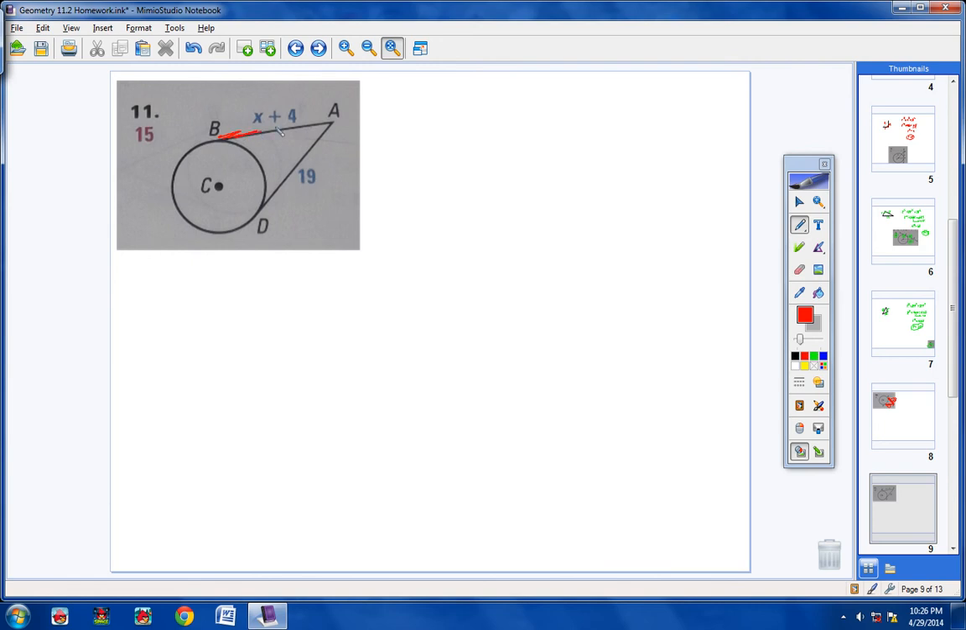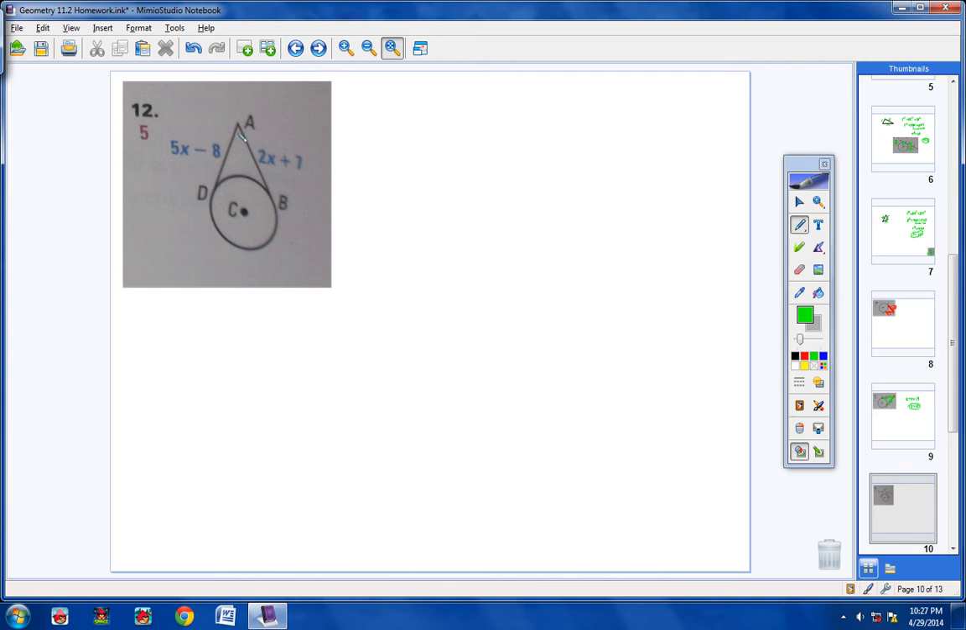Notice I have a tangent segment here and a tangent segment here. That means I have two segments that are tangent to the same circle, and notice they both come from the same exterior point. When that happens, that means this segment here is always going to be congruent to this segment here. So I can take my x plus 4 and set it equal to the other segment, which is 19. And now bring your 4 over and make it negative, and you will get 15. Okay, moving on to number 12.